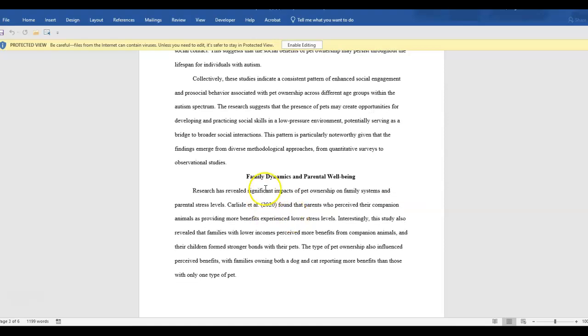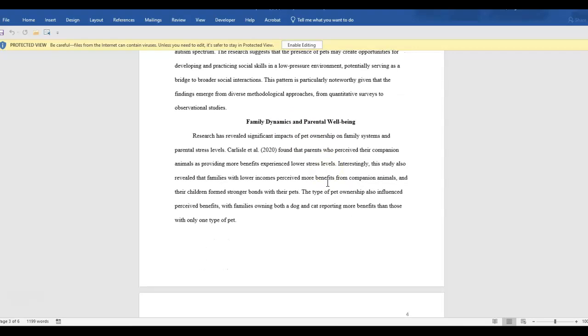So then I had family dynamics and parental well-being, which if you remember, I had 2 of my articles that looked at that. So I'm going to summarize how Carlisle et al. looked at this particular subtopic. I'm not going to look at all of the stuff in that article, because that article looked at a lot of things. But in this section, I'm only going to talk about how Carlisle et al. talked about family dynamics and parental well-being.